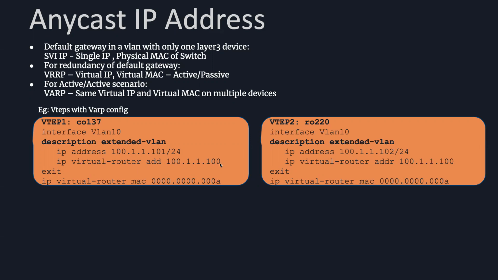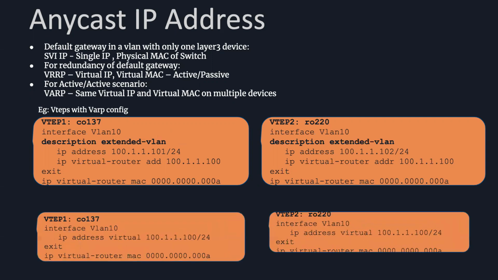10.1.1.100. And we also have the virtual MAC, the same across all the VTEPs. So this is one way we can configure an anycast IP address. Obviously VRRP is also another way, but that is active-passive. It will not act as active-active. So if we want to make it active-active, we have VARP.